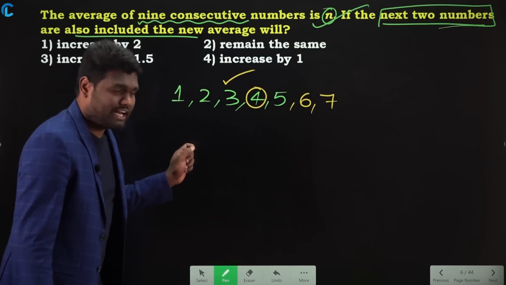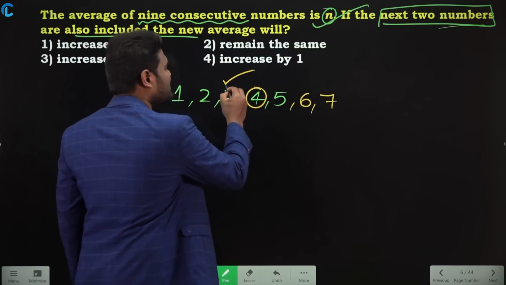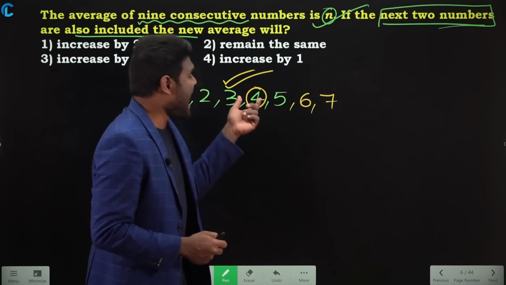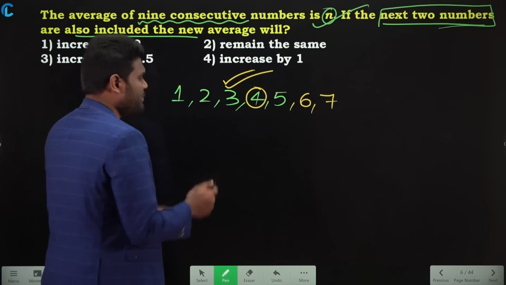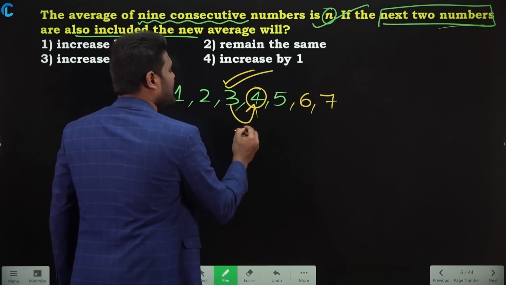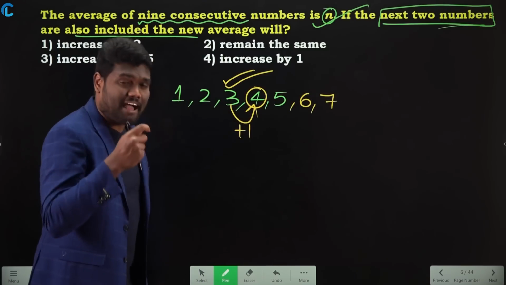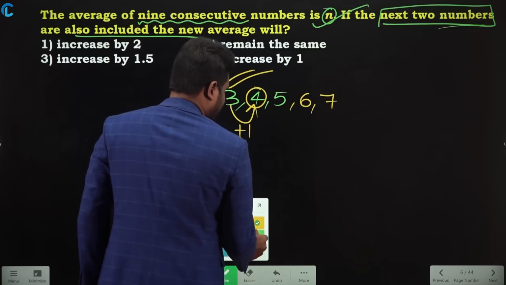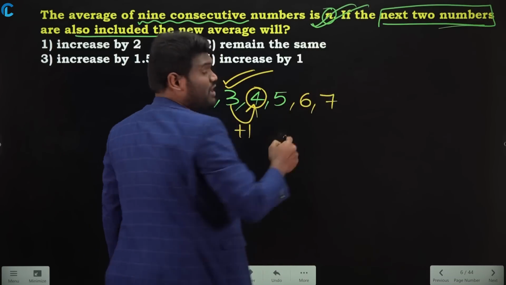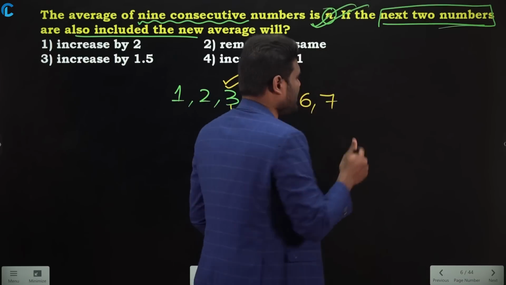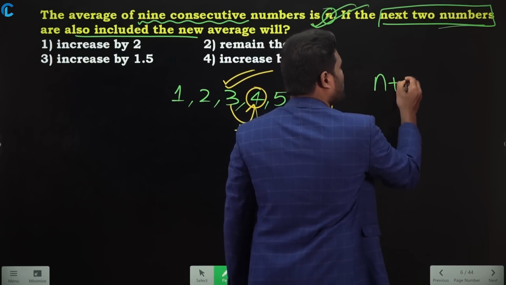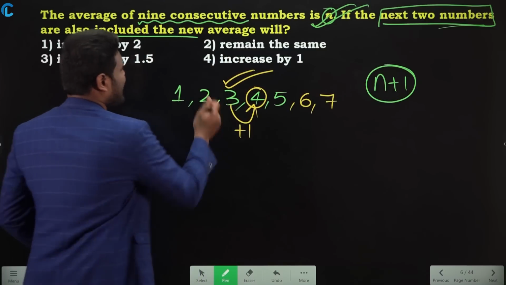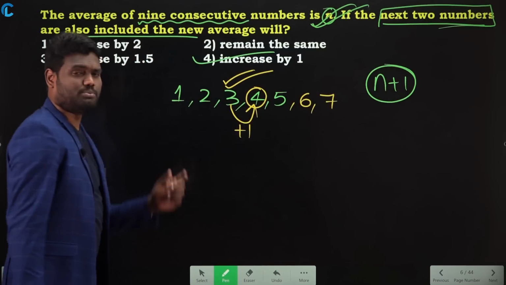If you observe here, initially the average is 3, but when you include the next 2 numbers, the average became 4, which means the average is increased by 1. As the average is increased by 1, now what I can say is the initial average is n. Now when I include the next 2 numbers, it should be increased by 1. So the average should be n plus 1. So that is like increase by 1. That is like option 4.